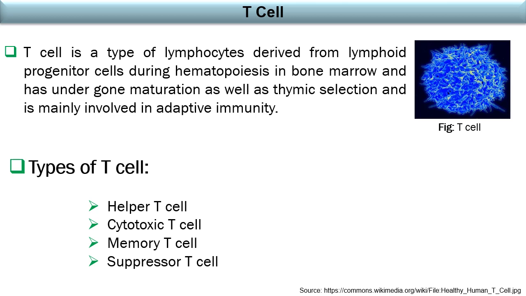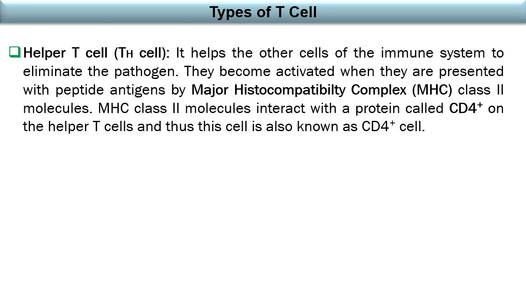Let us know a little bit about these cells because some terms like major histocompatibility complex associated with these cells will be required in the later slides. So I will try to present these terms one by one. Now, the helper T cells help the other cells of the immune system to eliminate the pathogen. But before that, they have to activate themselves, and this is done when they are presented with the peptide antigens or foreign invaders by major histocompatibility class 2 molecule.